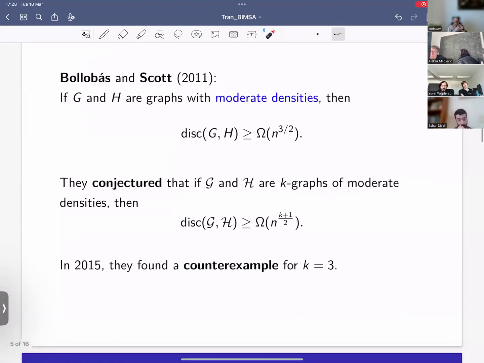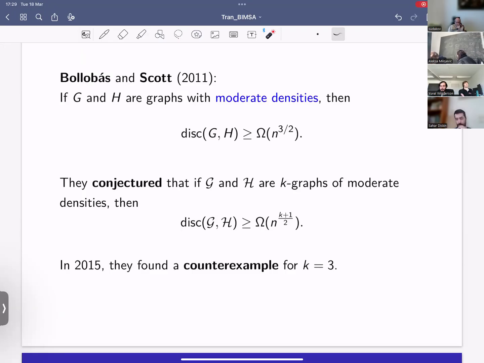And they conjectured that this result should extend to hypergraphs. More precisely, they believed that if G and S are two k-uniform hypergraphs of moderate density, then the discrepancy of the pair is bounded from below by n to the (k+1)/2. This conjecture, if true, would imply the previous result for the discrepancy of hypergraphs.